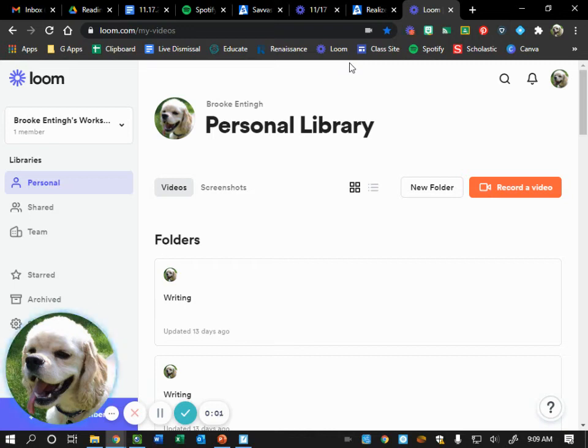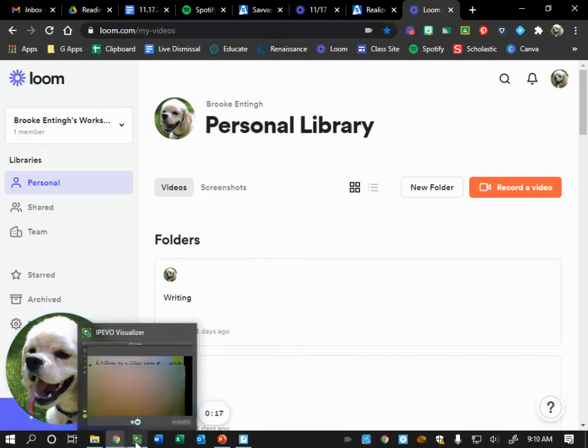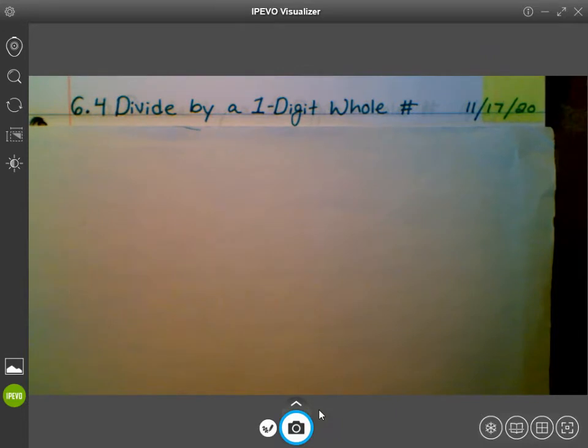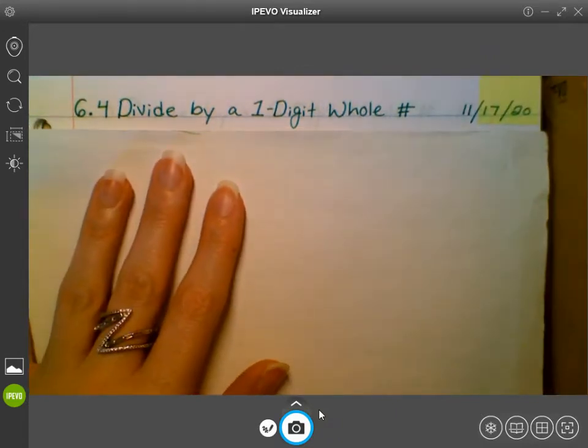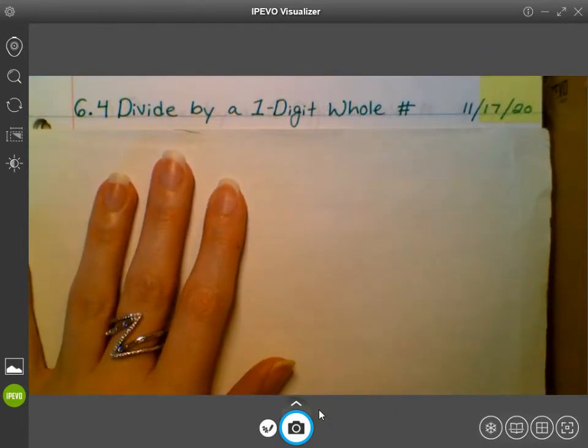Next clean page in our math notebook, we are ready to take today's math notes. So we have been talking about dividing decimal numbers, right? Yesterday we rounded in order to estimate. Today we are dividing by a one-digit whole number. So 6.4 divided by a one-digit whole number.